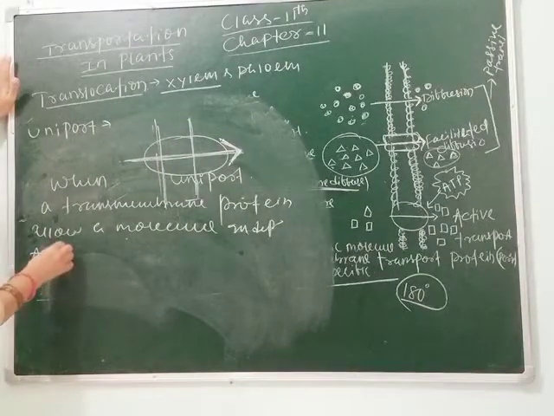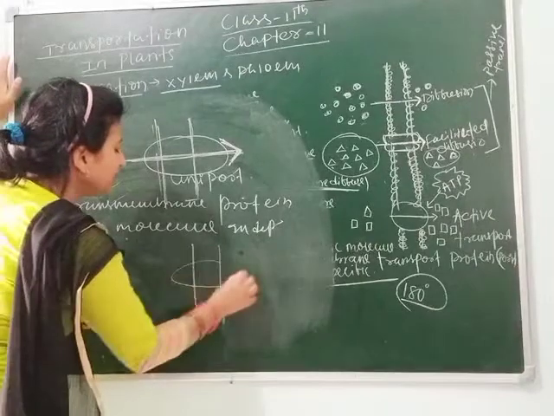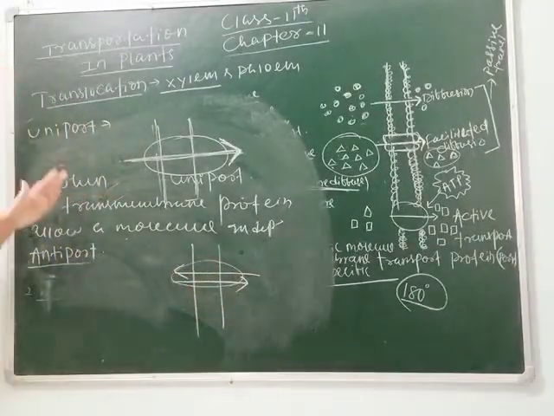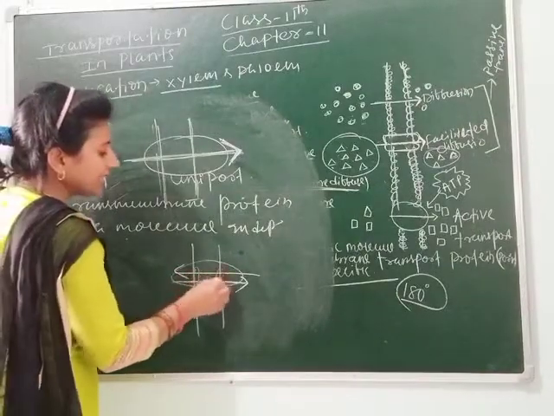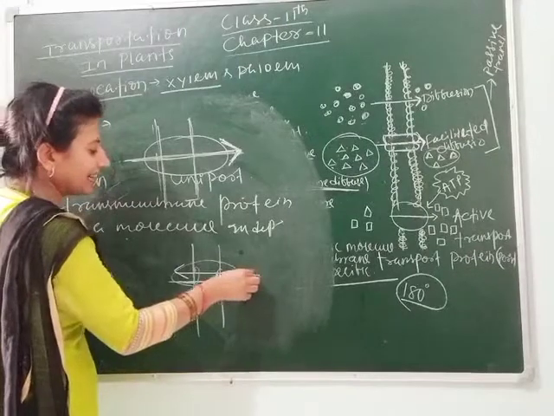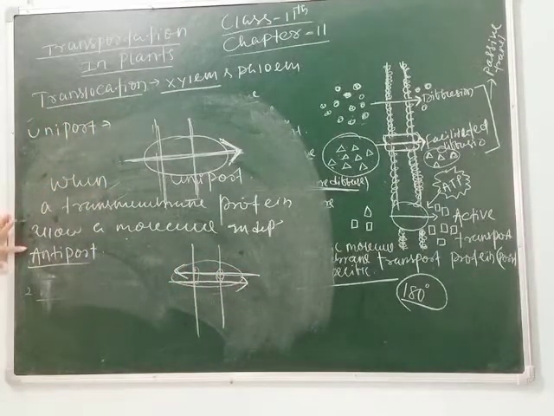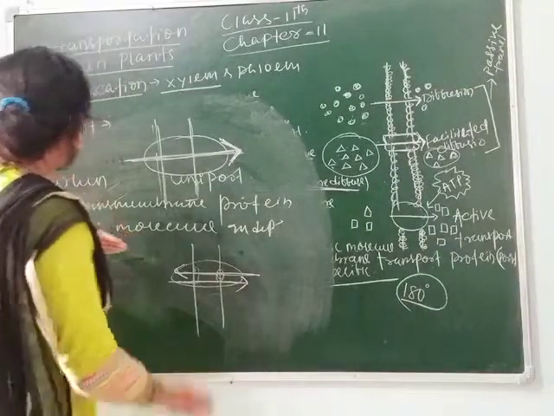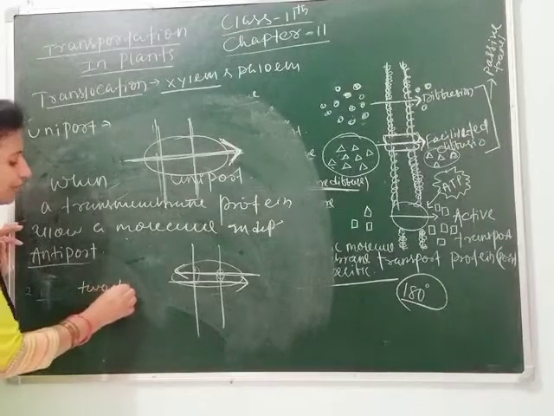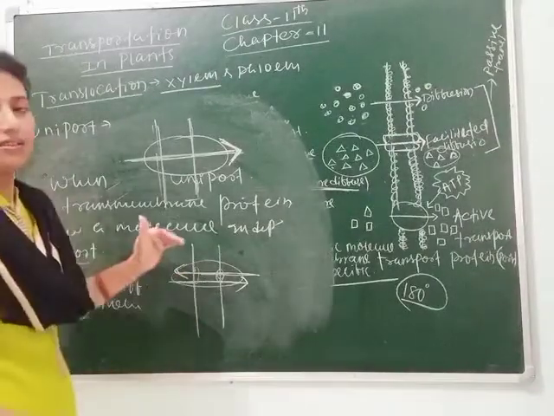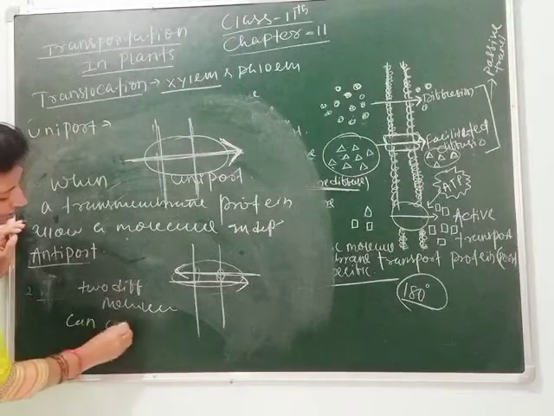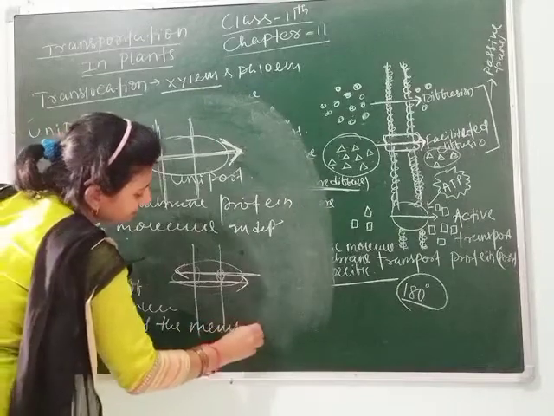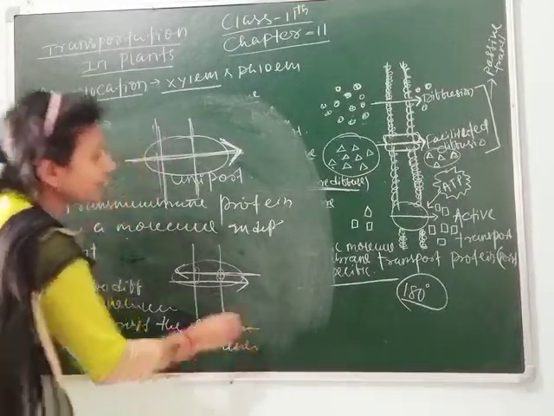In antiport, anti means opposite. What happens in antiport? You can see the diagram. Here the movement occurs in both directions, like this, meaning substances can both go and come. It is by the help of a carrier protein, which takes a molecule inside the cell and releases another molecule outside the cell. So how can we define antiport? Where a transmembrane protein allows two different molecules to pass through simultaneously. Two different molecules can cross the membrane simultaneously. Clear, students? This is your antiport.